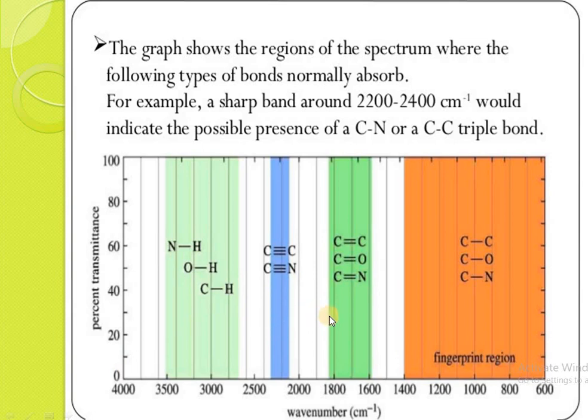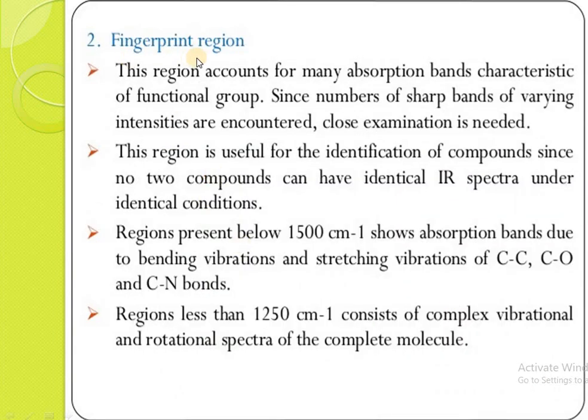And the other region is the fingerprint region. In this, C single bond C, C single bond O, C single bond N stretching and bending vibrations are present. This region has so many vibrations, so many peaks, that it is characteristic of a particular molecule. And the fingerprint region accounts for absorption band characteristics of functional groups.